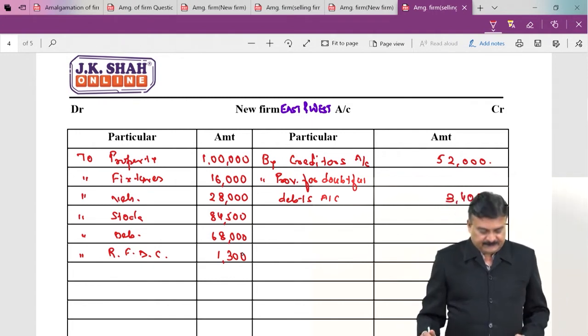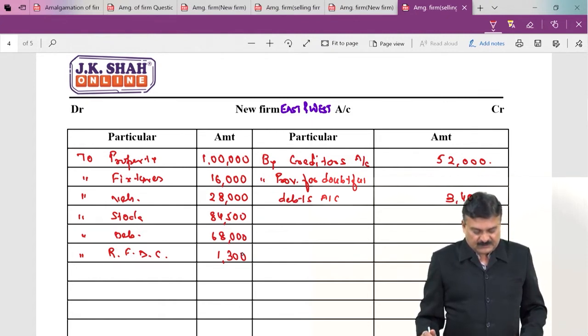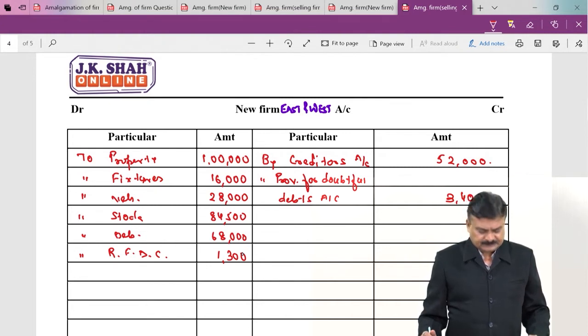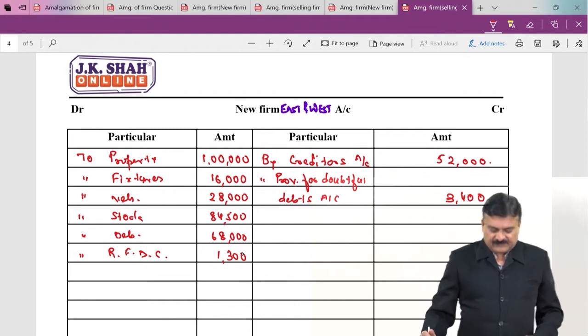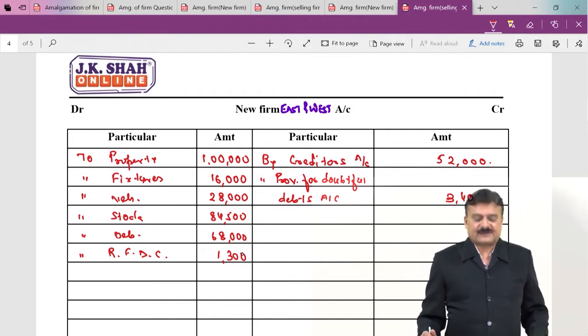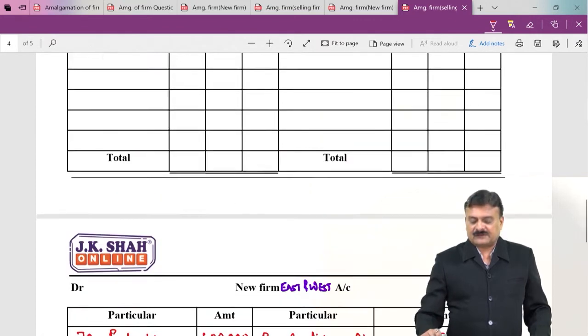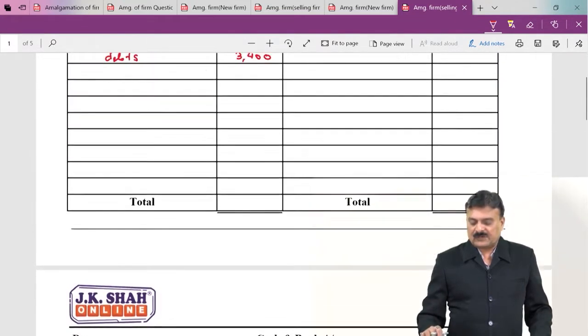Adjustment C, property and fixture of Eastern Trading Company are not to be taken over by East and West Company. They are sold for 1,35,000 cash. Same was taken over by new firm. Of course, that is not affecting our solution just now. Vasant is to take over his firm's investments at a value of 7,600. Book value of investment is 8,000, taken over at 7,600. So, there is a loss of 400.